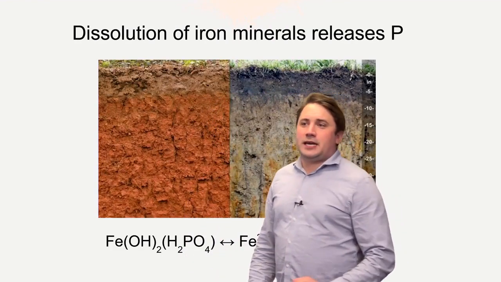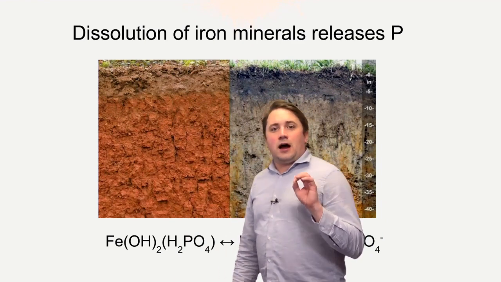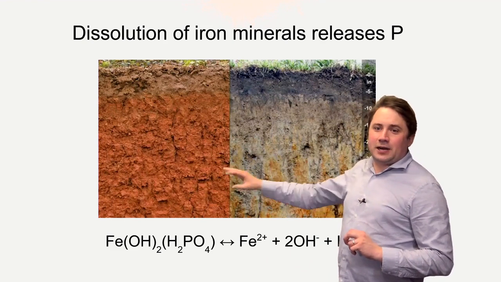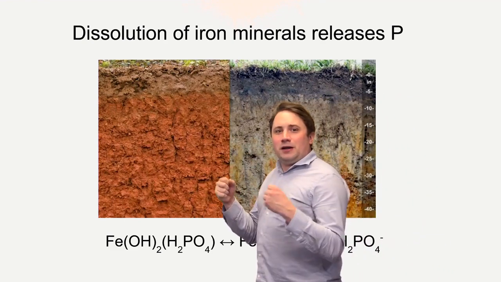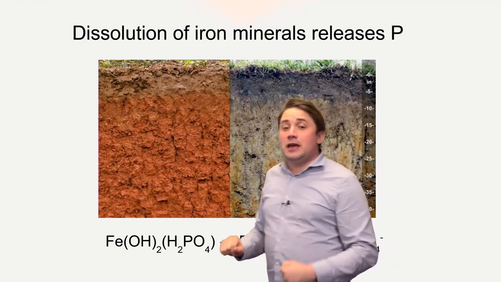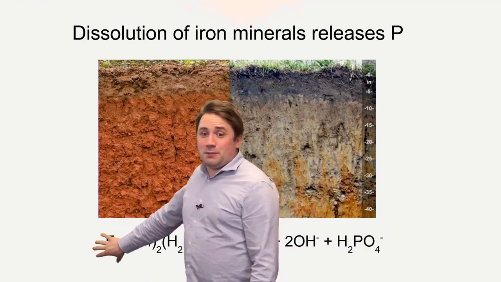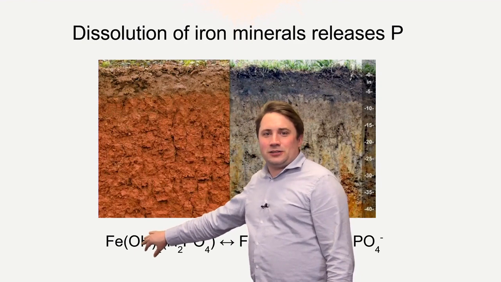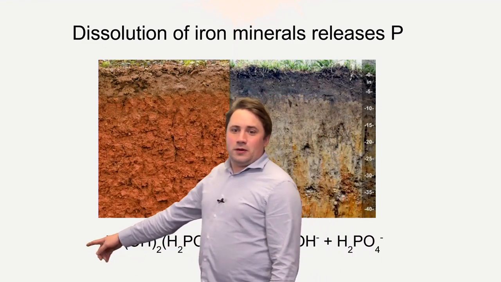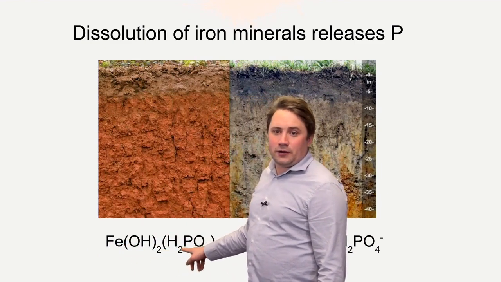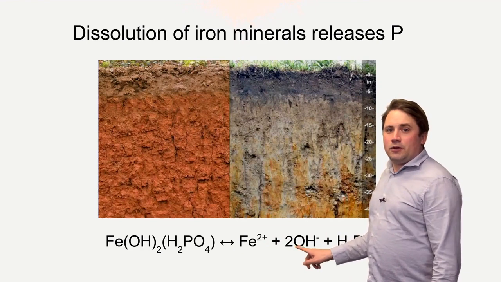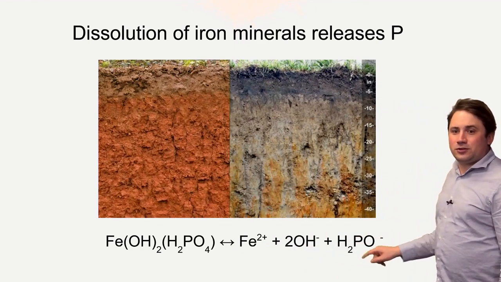But there is a way to get around this iron phosphate trap, which is the dissolution of the entire mineral. That bond between the iron and the oxygen and the phosphate is very, very hard to break. But you can get around this by just completely dissolving the iron oxyhydroxide or iron hydroxide that this phosphorus is bound to. So here you have iron hydroxide bound to phosphate, and you produce Fe2+, OH-, and a phosphate in solution.